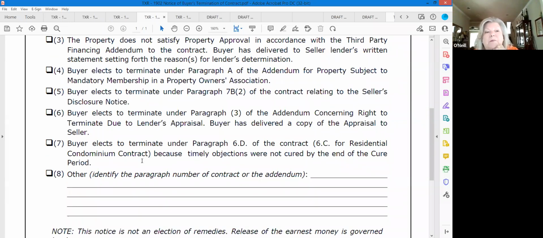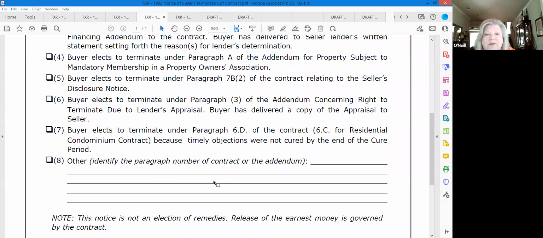Paragraph 6. Buyer elects to terminate under paragraph 3 of the addendum concerning right to terminate due to lender's appraisal. Buyer has delivered a copy of the appraisal to seller. That's one of the requirements, that they will deliver the appraisal and, within so many days, provide the appraisal and the notice of termination of contract pursuant to paragraph 3 under that addendum.